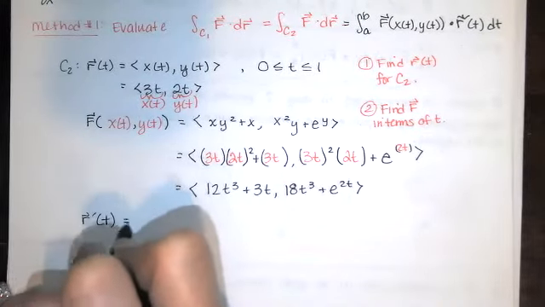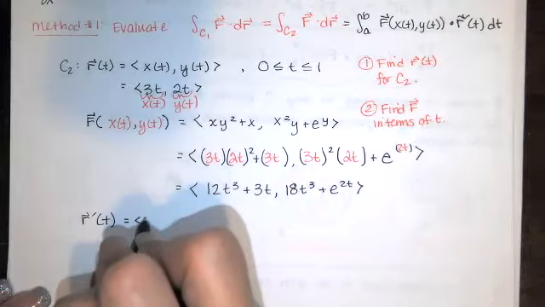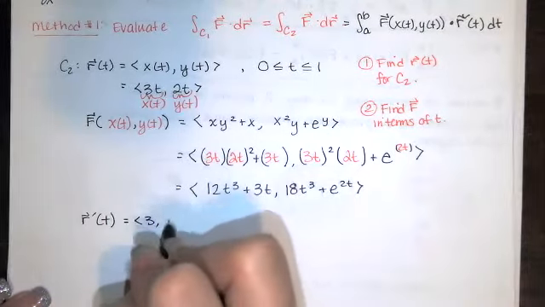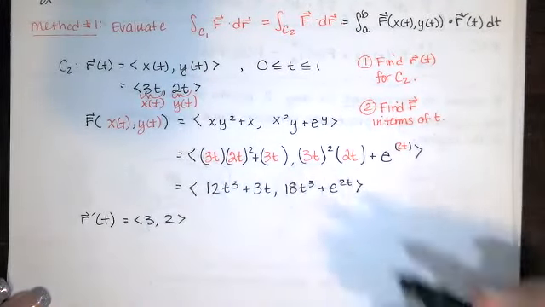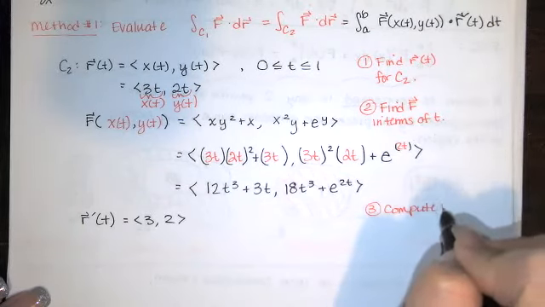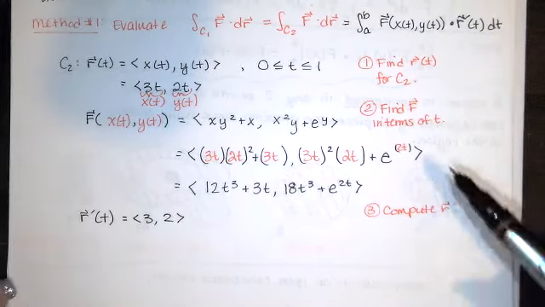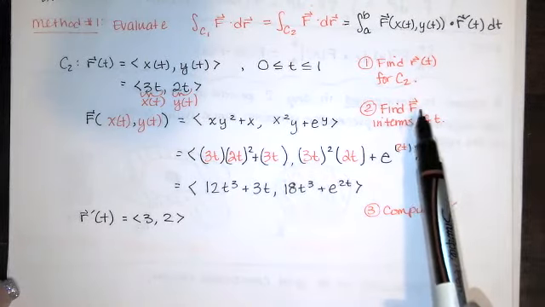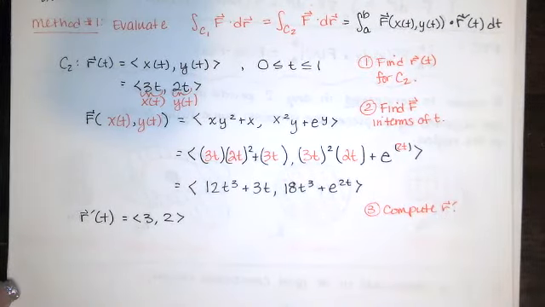So r prime is pretty simple. Derivative of 3t is 3. Derivative of 2t is 2. So we compute r prime. And then we dot these. We take the dot product of f with r prime.